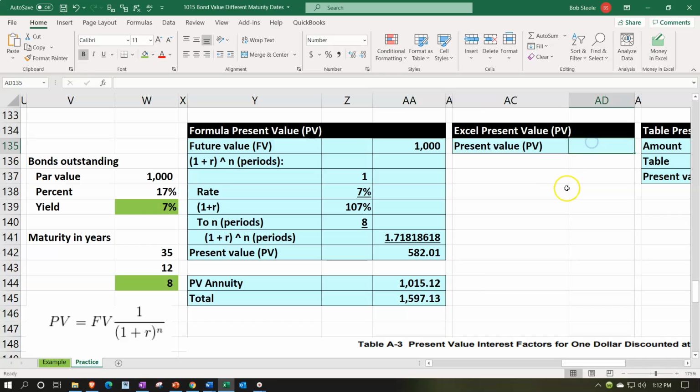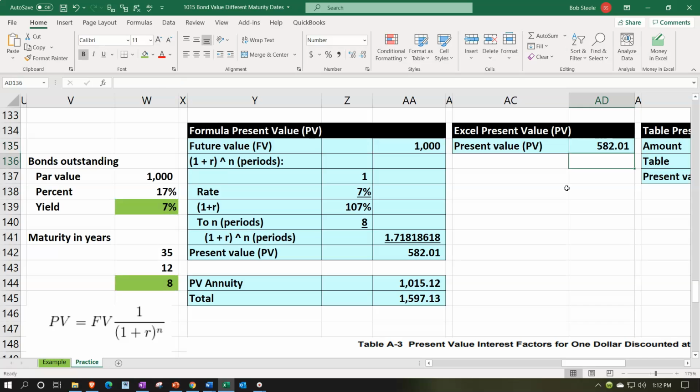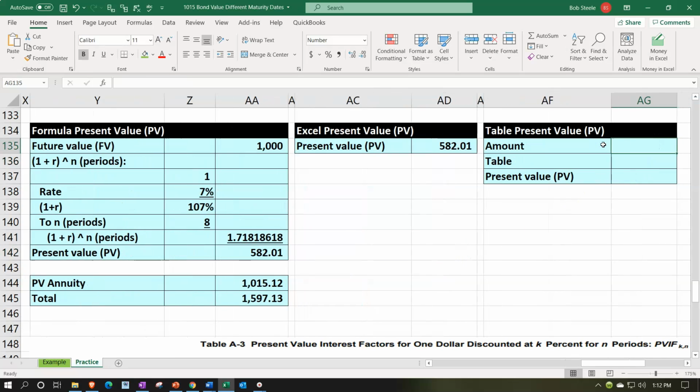But now let's go ahead and say present value here equals PV, shift 9. We're picking up the rate 7%, comma. The number of periods is going to be now 8 periods, comma, and now comma, comma, because now future value 1000. So there it is again. And now let's do it one more time with the table. We're doing it this time with the table.